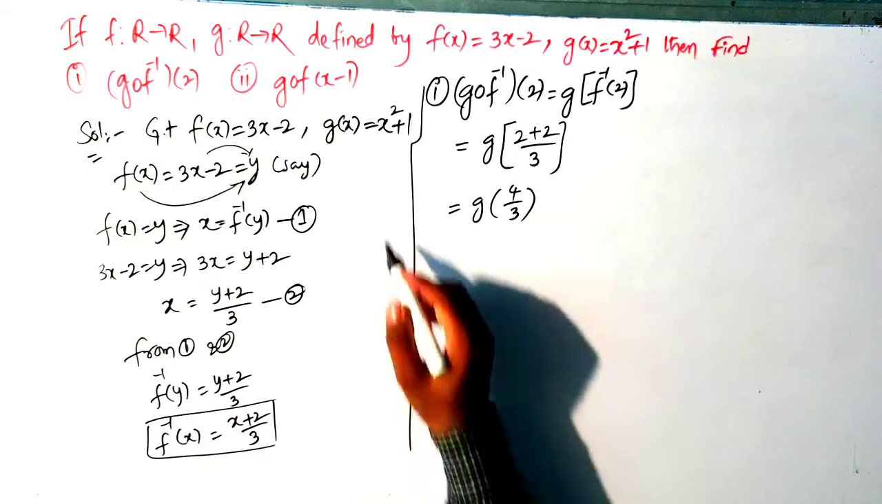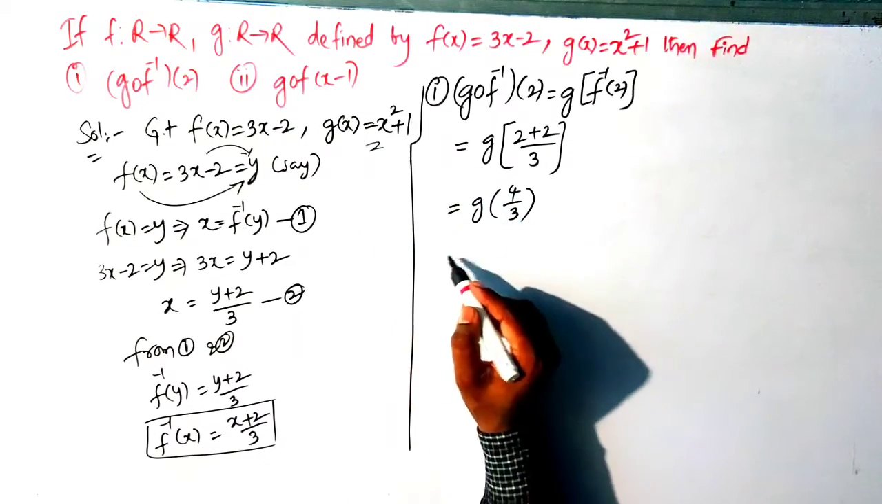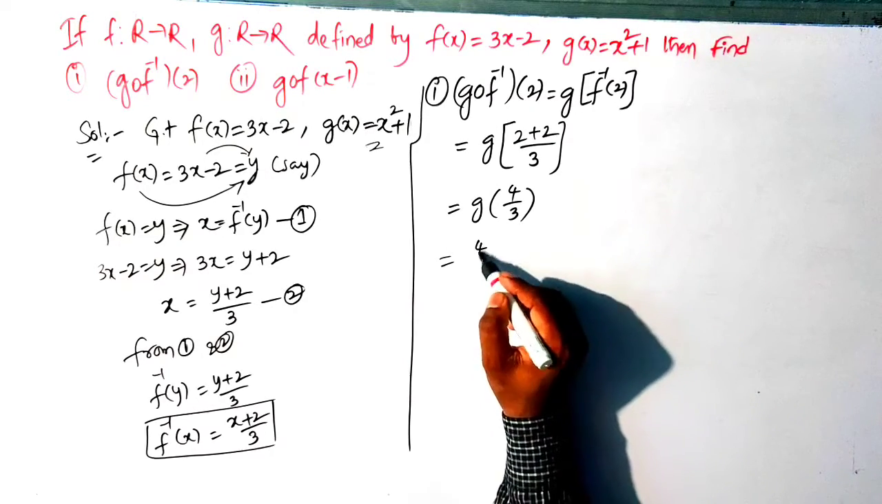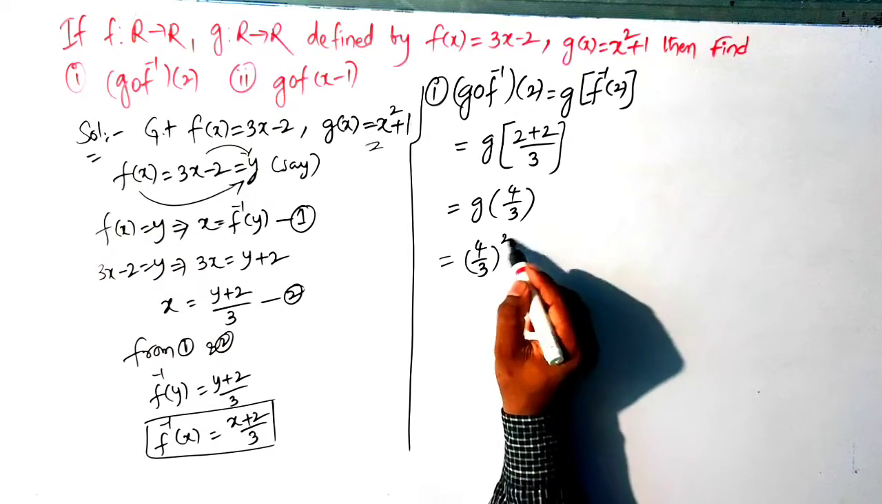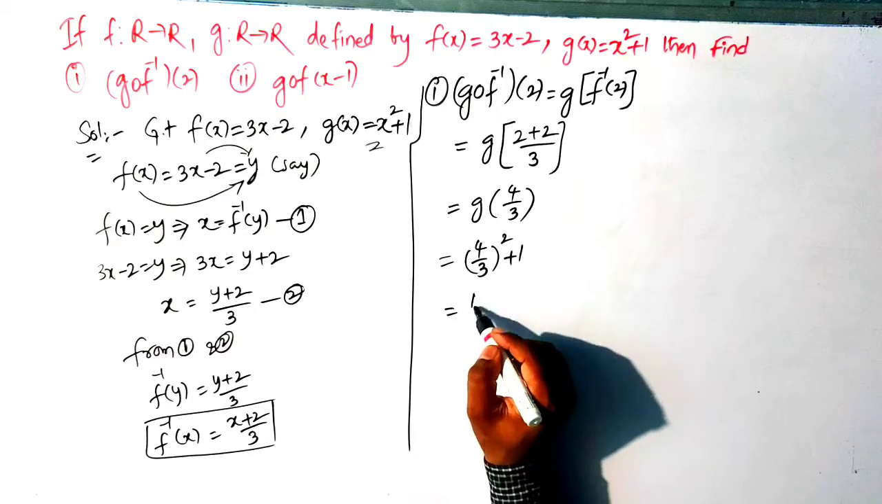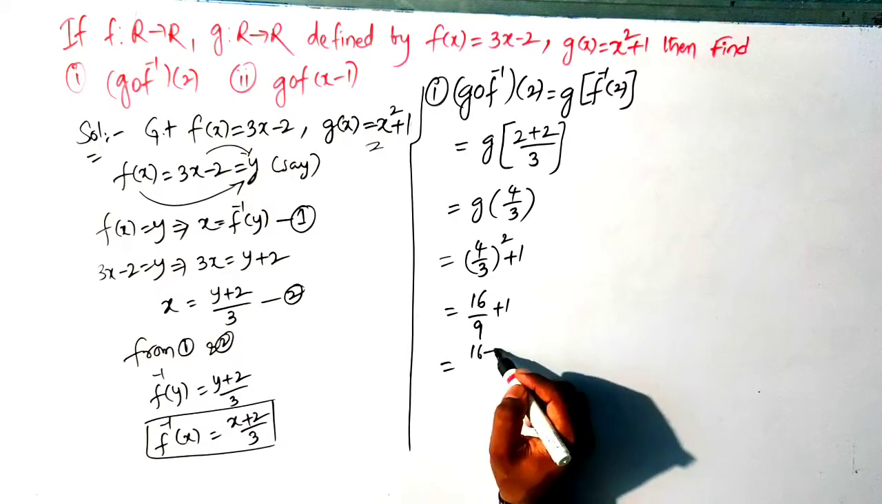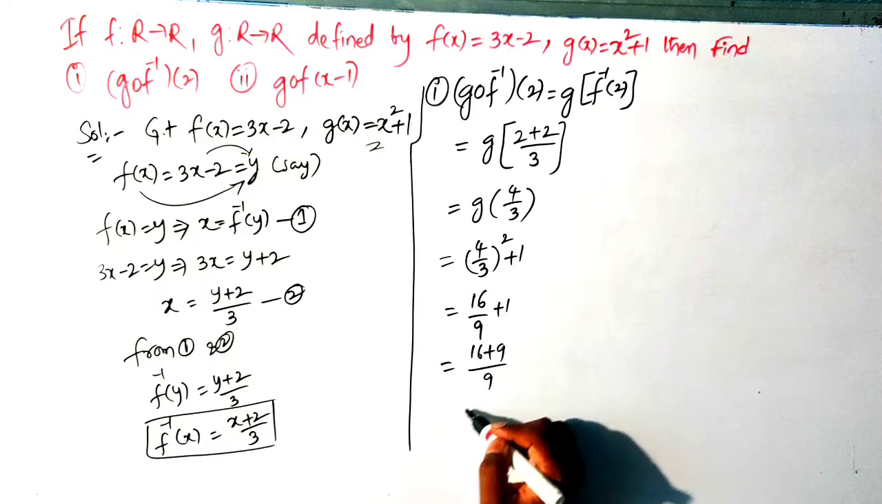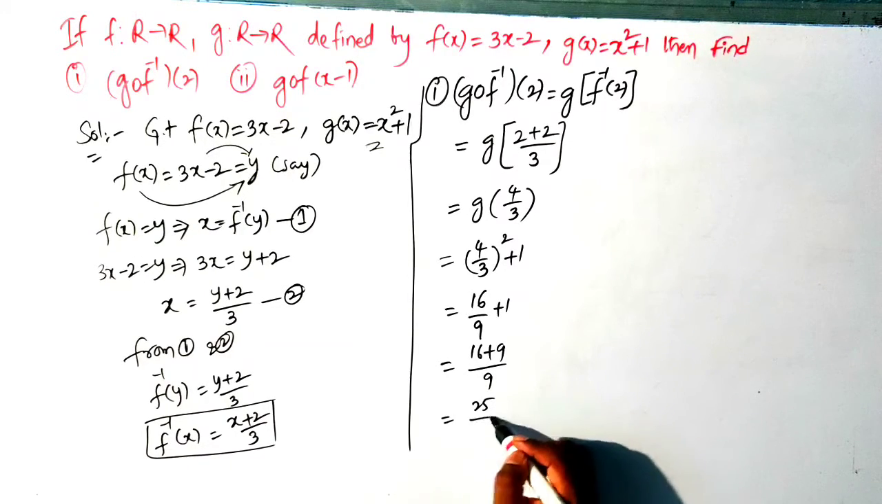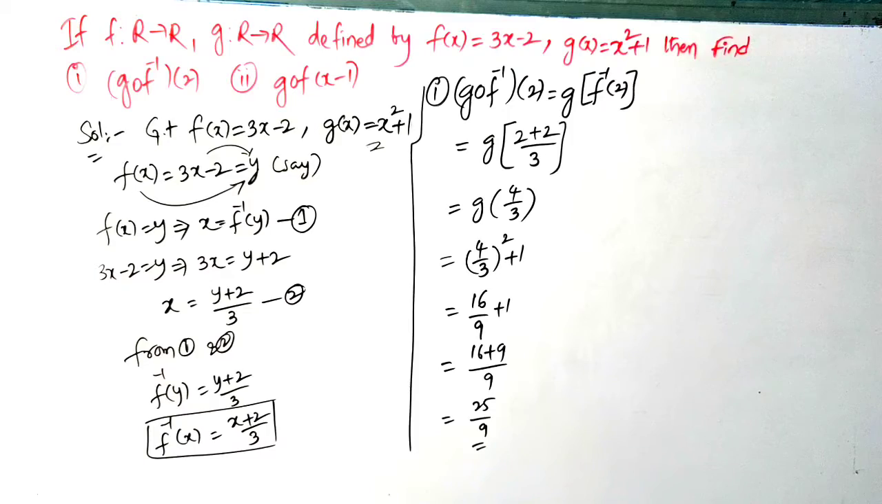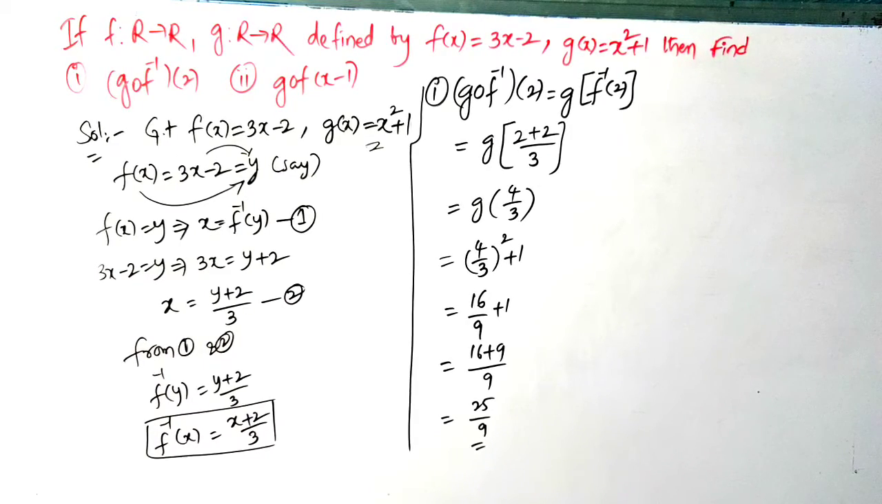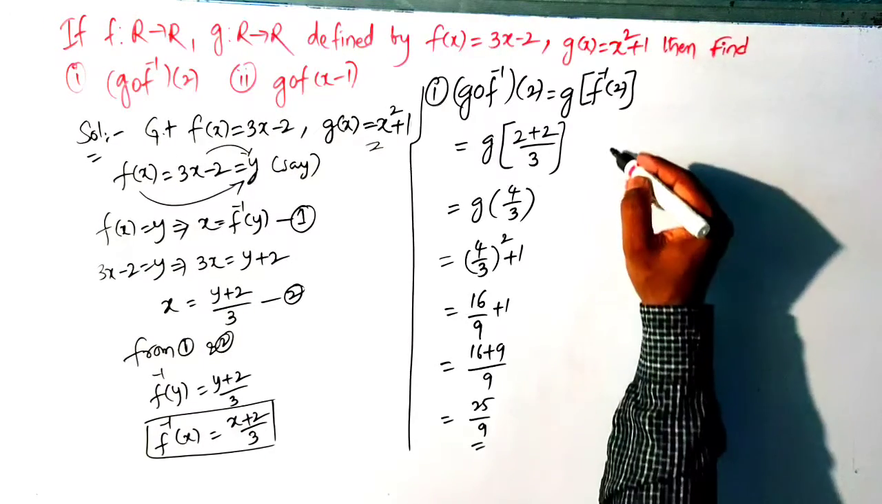The g of x value is given here, that is x square plus 1. So g of 4 by 3 is 4 by 3 whole square plus 1. So that is 16 by 9 plus 1, so 16 plus 9 divided by 9. So 25 by 9 we get. This is the value of g circle f inverse of 2. Next, the second one is also there.